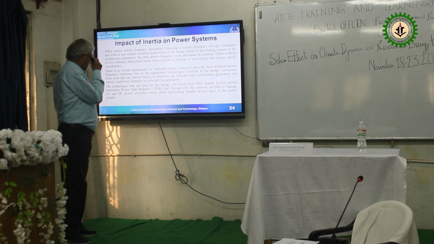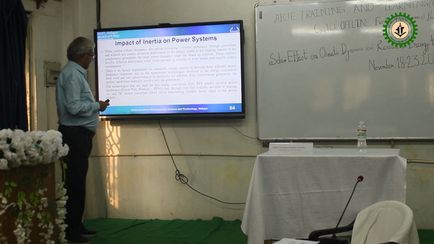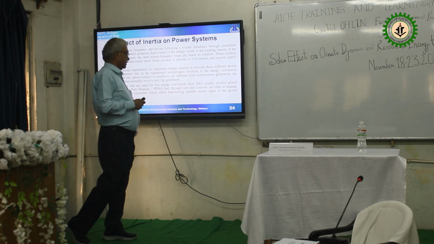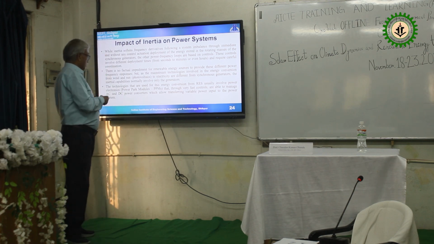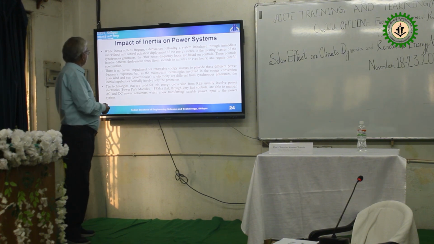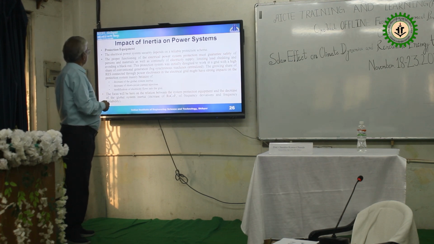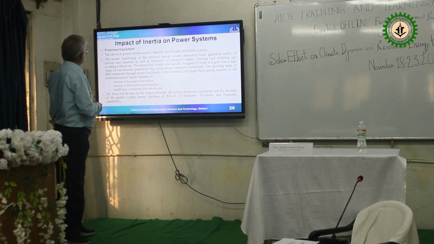The technologies used for energy conversion from RES, renewable energy sources, usually involve power electronics, which is already detailed in the models, PPMs. Fast controls are required to manage AC/DC and allow transfer of power. There are stability issues, and all of these impact the inertia of the power system.